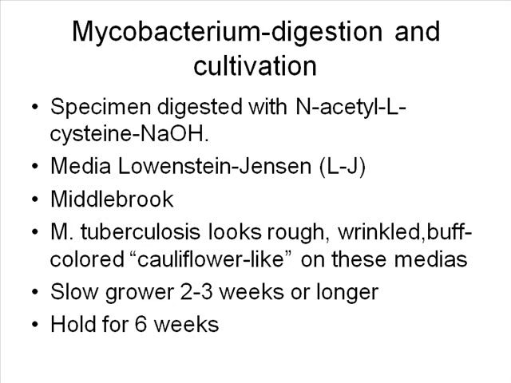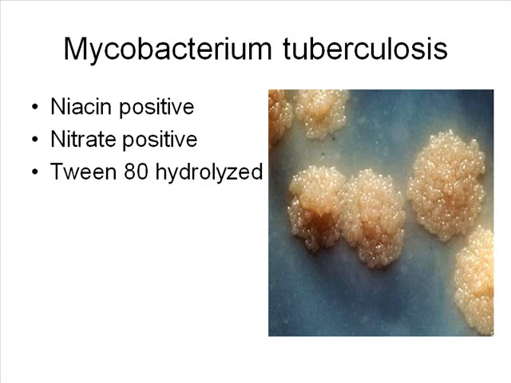Now, Mycobacterium tuberculosis has a couple of buzzwords that go along with it: it is cauliflower-like, it is a slow grower, 2 to 3 weeks, and it is niacin positive. If you don't remember anything else, just remember those couple of things about Mycobacterium tuberculosis. Notice it does look like a little cauliflower here. You see that?